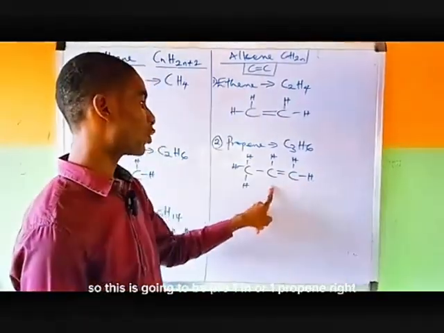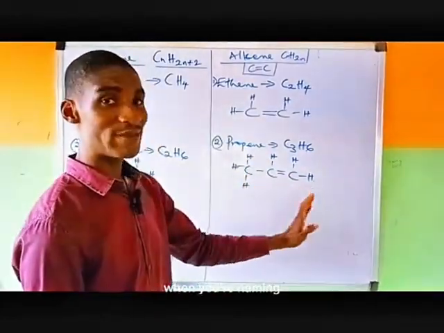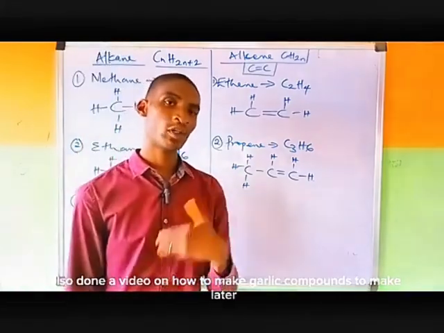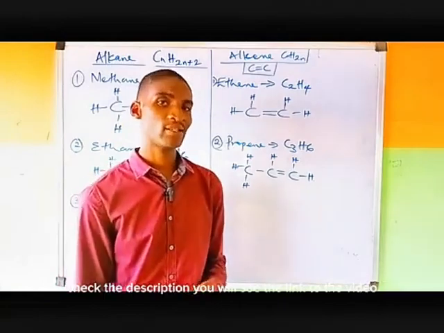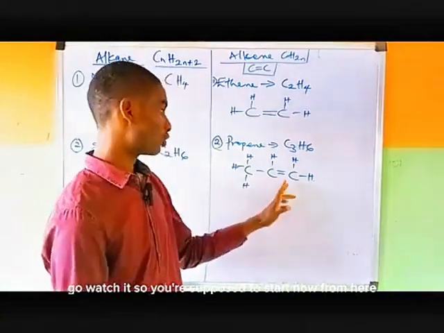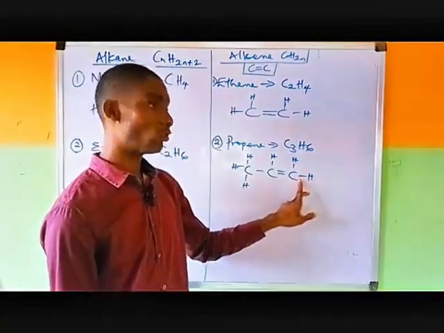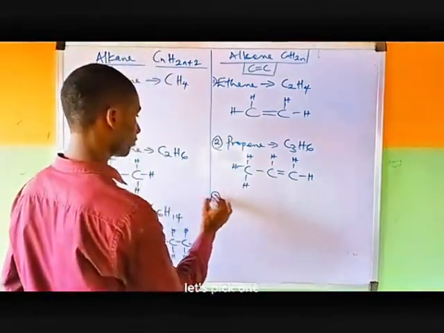So this is going to be prop-1-ene, or 1-propene. When you are naming, I've done a video on how to name organic compounds, nomenclature. Check the description, you will see the link to the video. Go watch it. You're supposed to start naming from here. Why? Go check the video. Alright, let's pick one more.